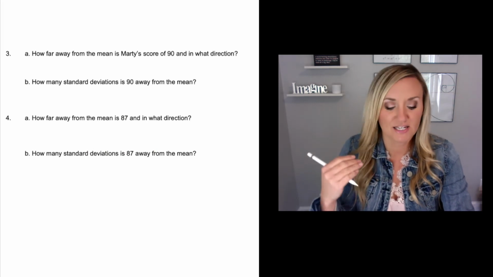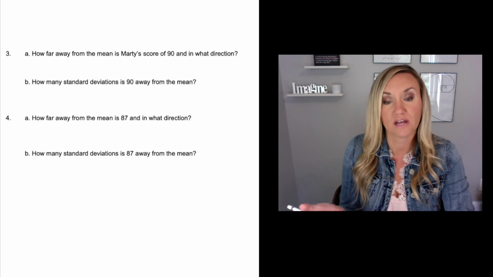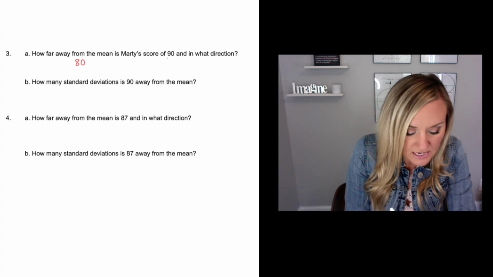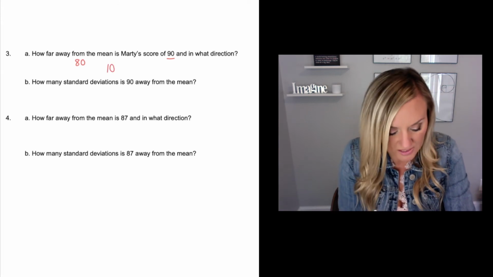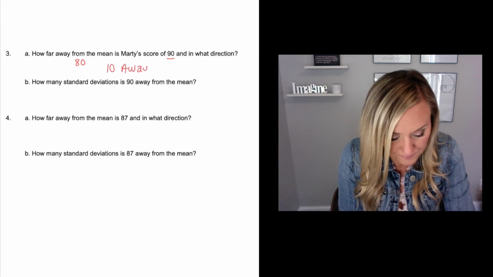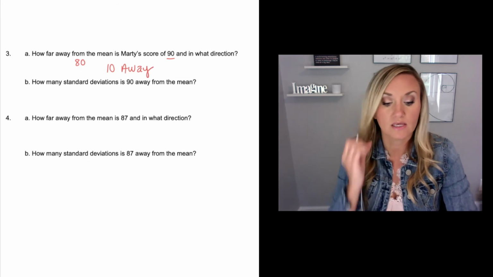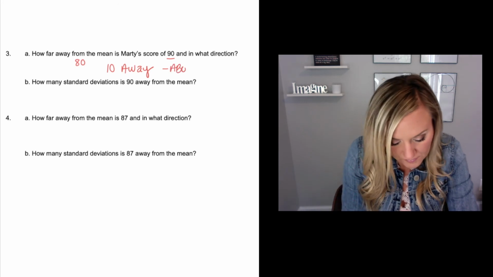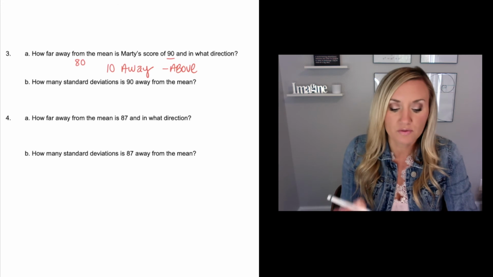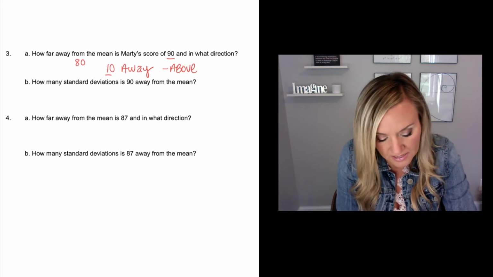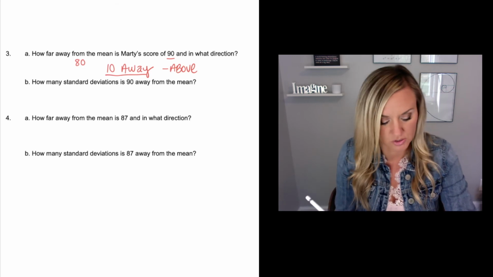All right, let's continue on. How far away from the mean is Marty's score of 90? Well, if the mean is 80 and Marty's score is 90, then that means that he is 10 away. And in what direction? Well, he is going above the mean. And he went above the mean by 10 away, and that is 1 standard deviation.